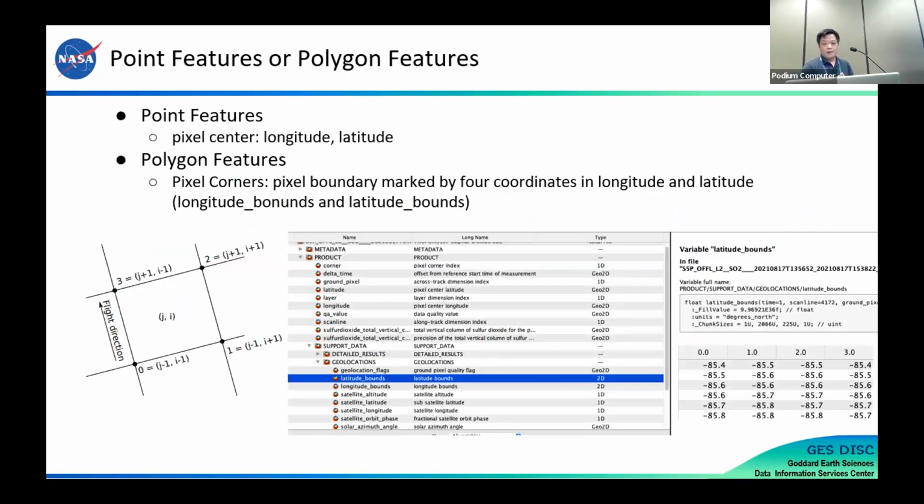TROPOMI Level 2 data consists of irregular pixels, and the geolocation information is very important for the data processing. There are two types of geolocation information available in the data file: pixel center latitude and longitude, and pixel corner coordinates. These coordinates define the boundary of each pixel. So with this information, we can create a polygon layer. We can use the pixel center latitude and longitude to create a point layer, but this layer does not accurately represent the shape of each pixel. So we choose to use the pixel corner information to create a polygon layer that can represent exactly the shape of the pixels.